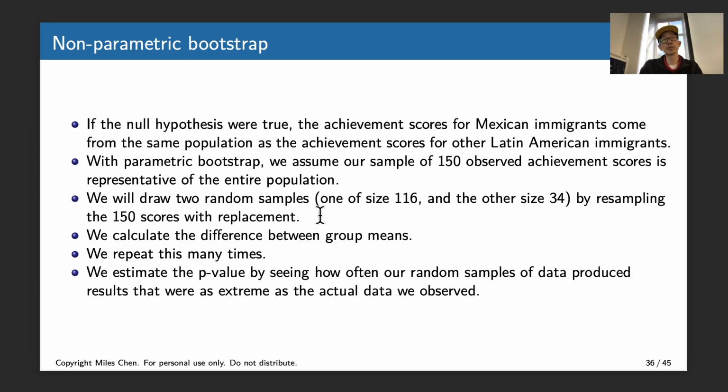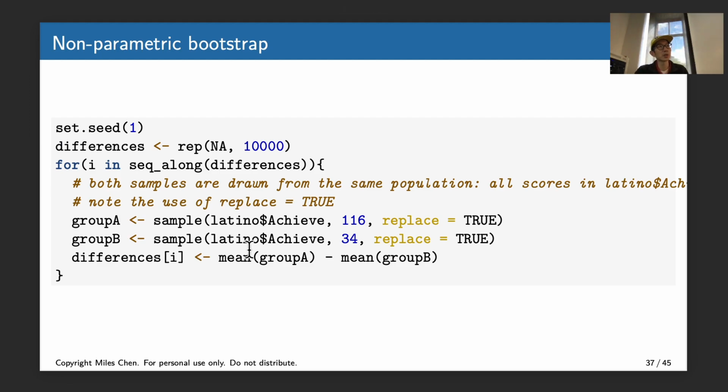We'll calculate the group mean for each of these things, calculate the difference, and repeat this a whole bunch of times. And so this is what the non-parametric bootstrap looks like. I'm just drawing from the same exact population, which is just my 150 scores with replacement. But because my samples are different sizes, I draw one with a size 116, the other with a size 34. Put that in group A, put that in group B, calculate the mean, measure the differences, and record them.